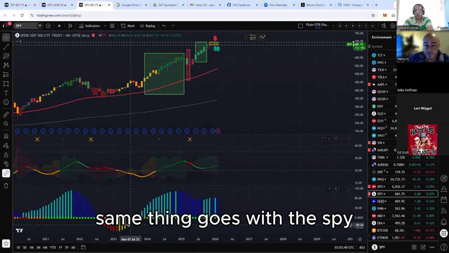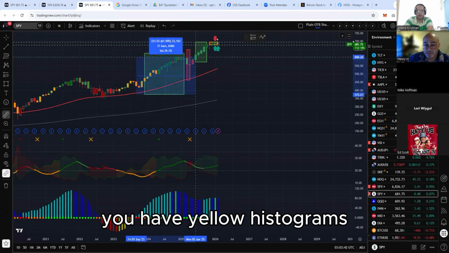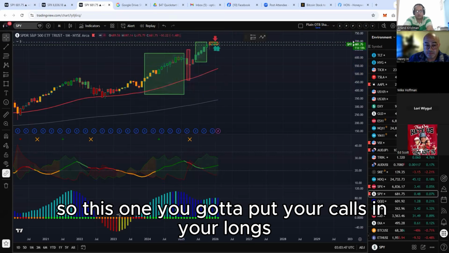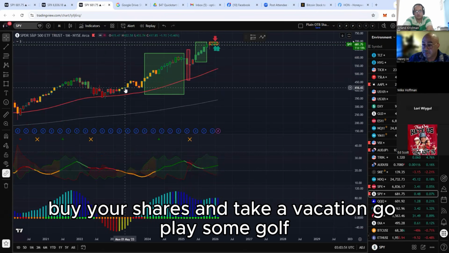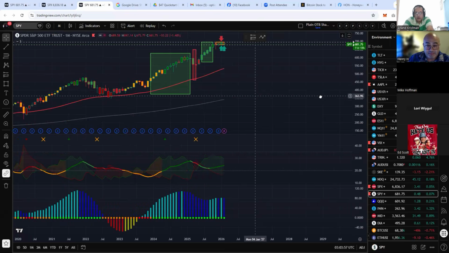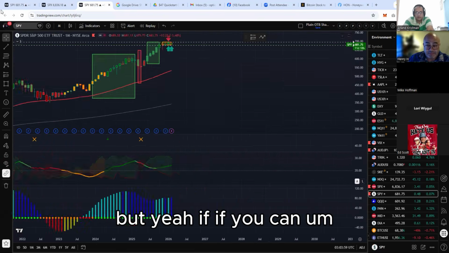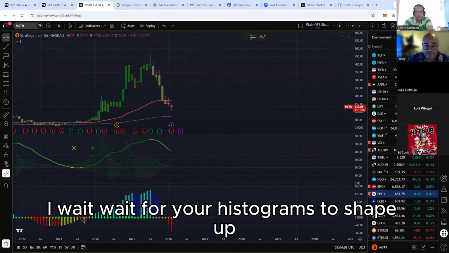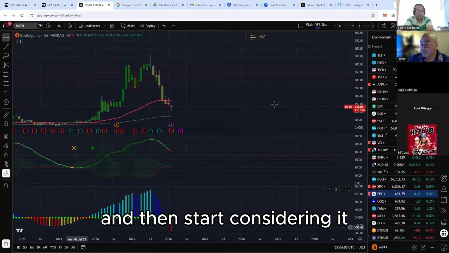Same thing goes with the SPY. You have yellow histograms, it'll pay you 30 months. So this one you got to put your calls in, your longs, buy your shares, and take a vacation, go play some golf. But yeah, for MSTR, I'd wait for your histograms to shape up and then start considering it.